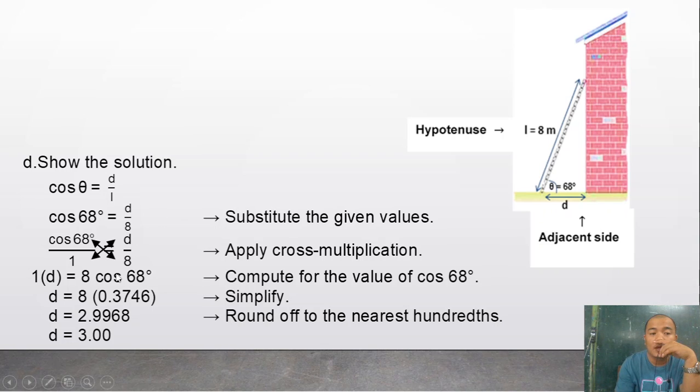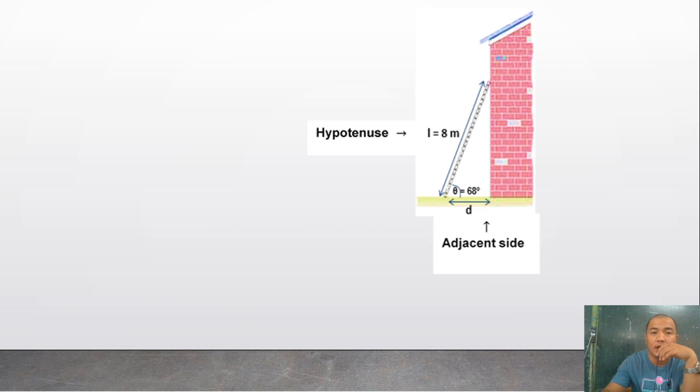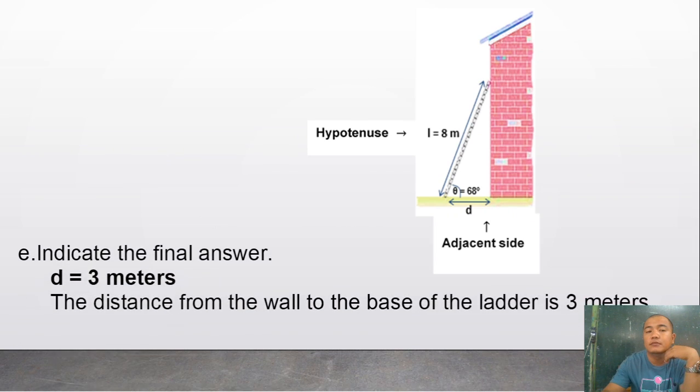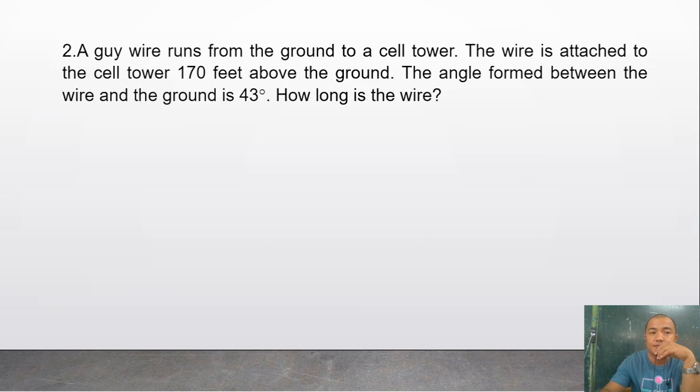Then cross multiply, D times 1 is D, cosine 68 times 8. So, solve for D, multiply 8 by cosine 68. The answer is 2.9968, round off to the nearest 100. So approximately, the distance between the foot of the ladder to the base of the building is 3 meters. So 3 meters, the distance from the wall to the base of the ladder.